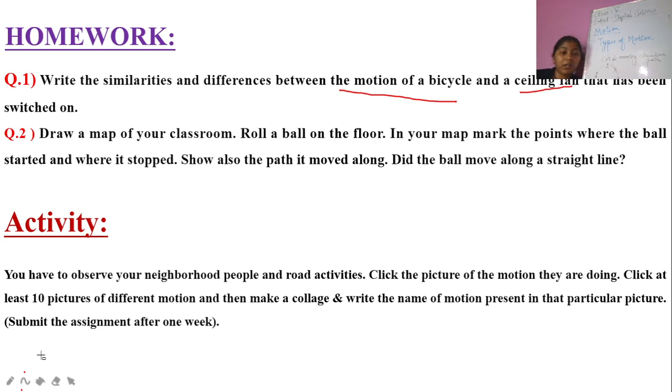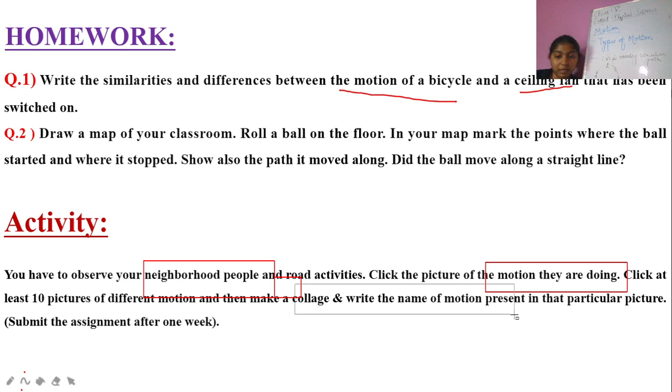Okay, for the other activity you have to visit your neighborhood and observe the people and road activities. You have to make pictures of the motion they are doing, and collect some 10 pictures of different motions. At the end you have to make a collage and write the type of motion present in each particular picture. So this is your task. You have to submit it after 1 week.